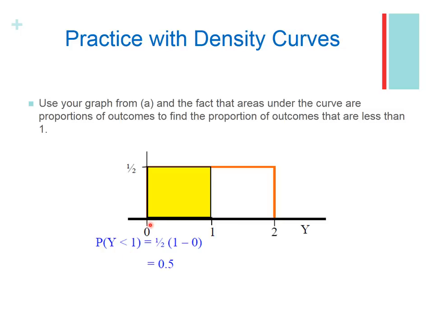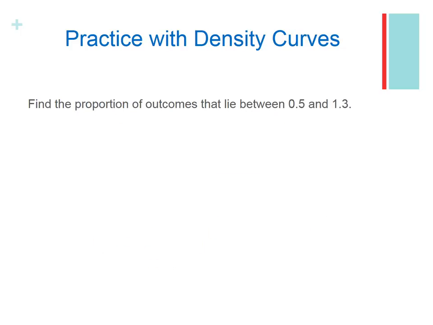If we shade in everything less than 1, what is that area? What is the width? The width is from 0 to 1, so it's a total of 1, and the height is 1/2, so 1/2 times 1 gives me an area of 0.5, or 50% of the curve. All right, so try the next one. Find the proportion of outcomes that lie between 0.5 and 1.3. If you need to, pause the recording before you check out your answer.